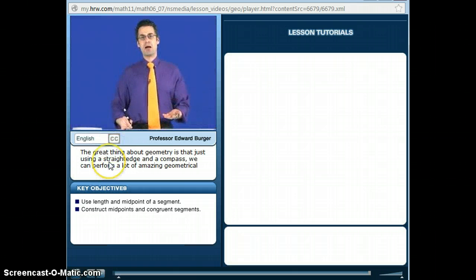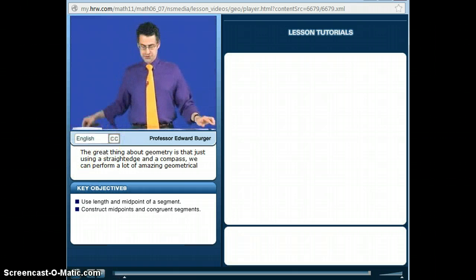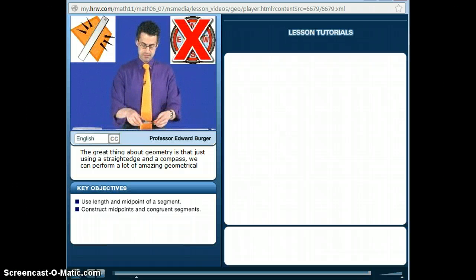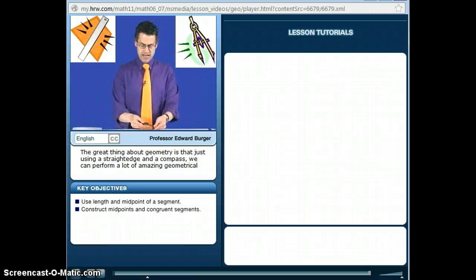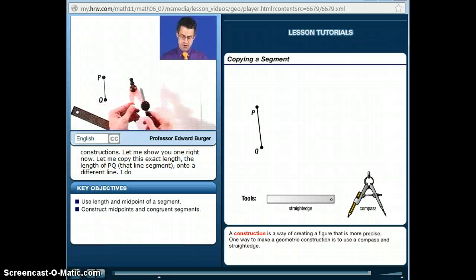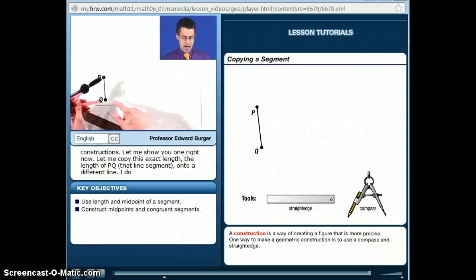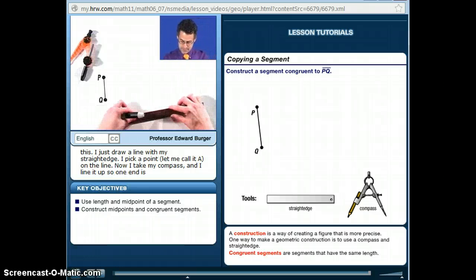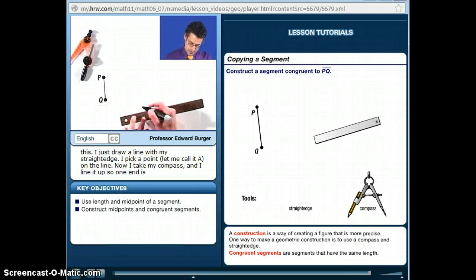You know, the great thing about geometry is that just using a straight edge and a compass, we can perform a lot of amazing geometrical constructions. Let me show you one right now. Let me actually copy this exact length, the length of PQ, that line segment, onto a different line. So what I do is, I just draw a line with my straight edge.